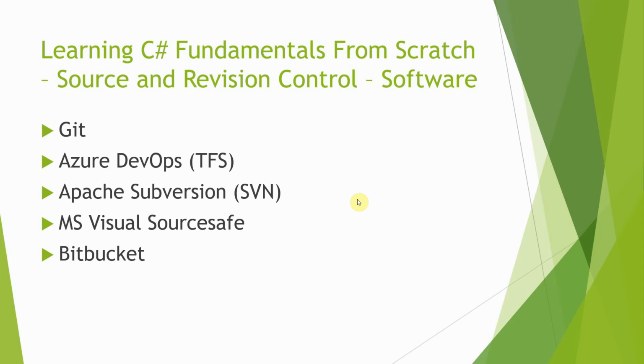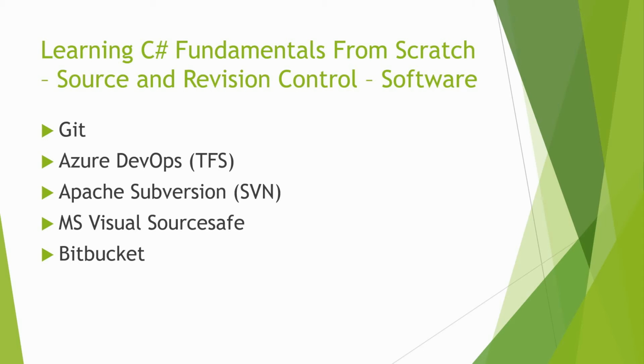Some very common source control or source revision control software that you hear about out there as a developer is Git. Git is a very widely used source revision control package. Azure DevOps. I never can say that right. Azure DevOps. I say Azure. It doesn't matter. Or Team Foundation Server, TFS. DevOps is the Microsoft version of source control. I'll talk about them in a minute. I have a funny story about that.